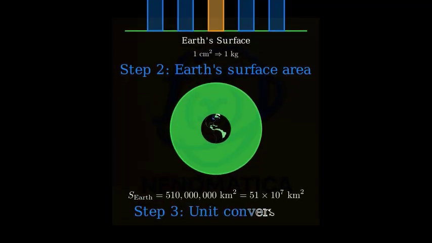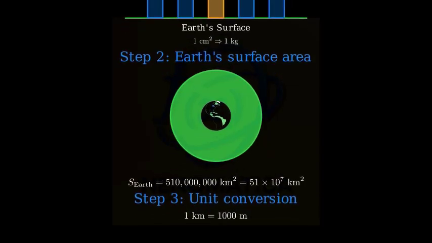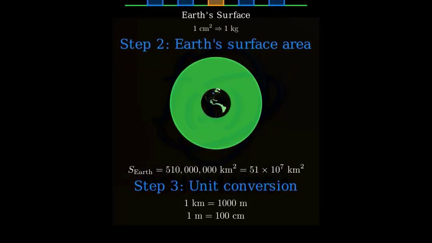Step 3. Converting square kilometers to square centimeters. First, let's recall that 1 kilometer equals 1,000 meters. And 1 meter equals 100 centimeters.